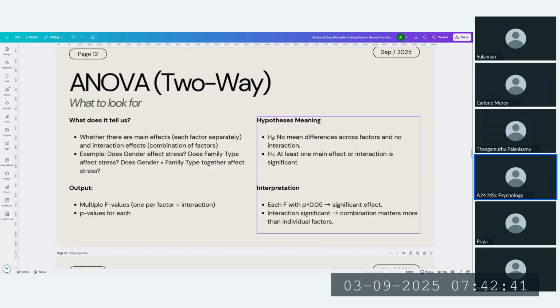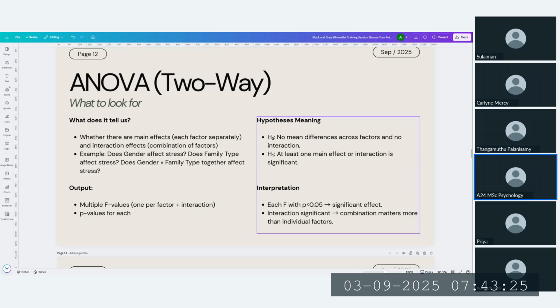So in a simple example, stress levels. Does gender affect stress? Are women more stressed than men? Does joint family or nuclear family affect stress? Are women in joint families more stressed than women in nuclear families? Right? Like that, combinations. Are men in nuclear families more stressed than women in joint families? You see, there are so many permutations and combinations. ANOVA helps you look at which of these combinations, it helps you narrow down on these combinations so that you can come up with solve a specific problem.